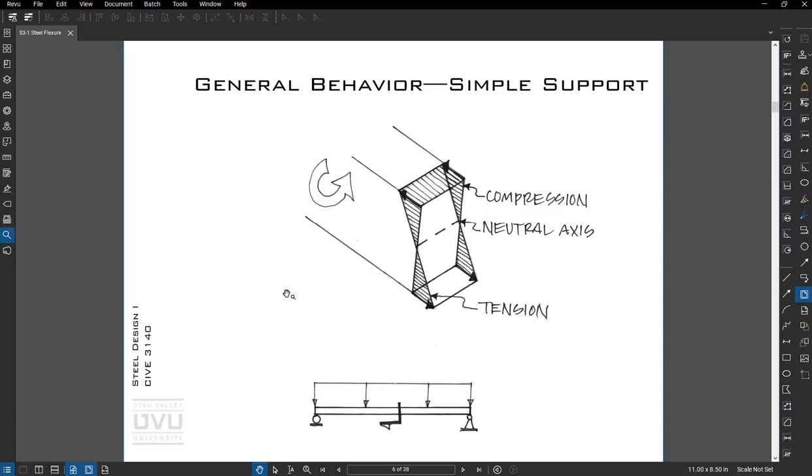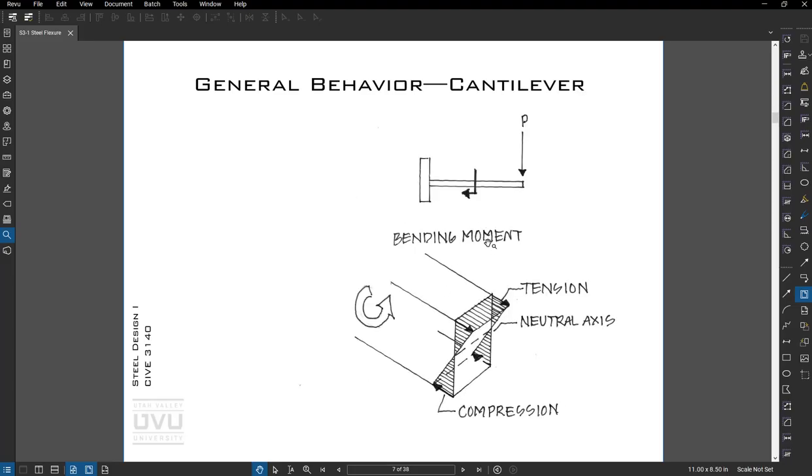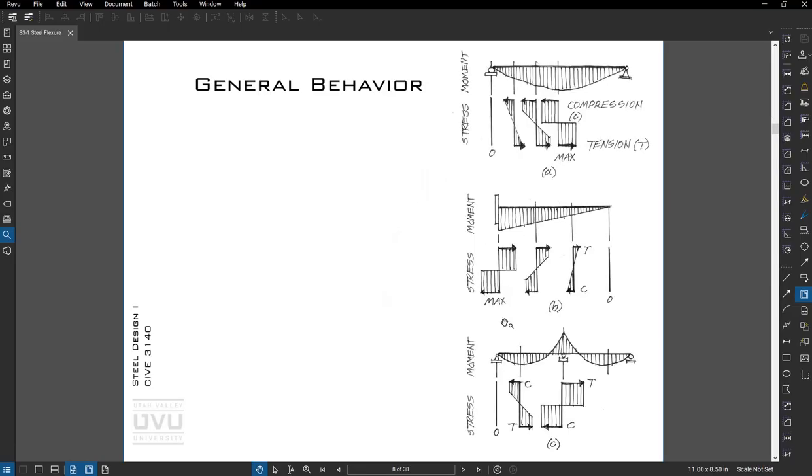Looking at the general behavior, if we have a simple span beam, again, compression stress at the top, tension at the bottom, and it varies linearly from face to face, or top and bottom. The opposite is true in a cantilever, where we have tension at the top, compression at the bottom. And then this kind of expands on that: different places along the length of the beam, different stress states.